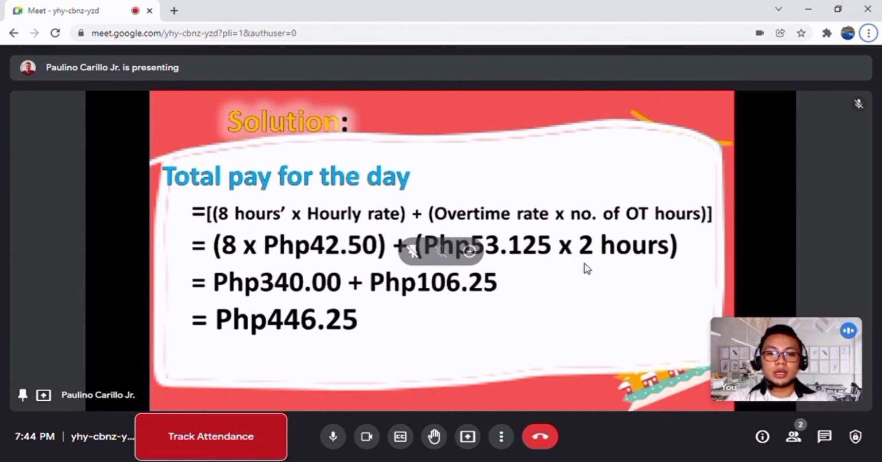Why do we multiply it by 2 hours? Because Myrna is requested to work for 10 hours, and her regular working hours are just 8 hours. Then the exceeding hours, which is 2 hours, are the hours Myrna will work for her overtime. Therefore, we need to multiply this overtime rate of Myrna by 2 hours. Using our calculator, we get 340, and this 106 is just the product of these two. Then we simply add and we'll get the total pay of Myrna for the ordinary day, which is 446 pesos and 25 centavos.